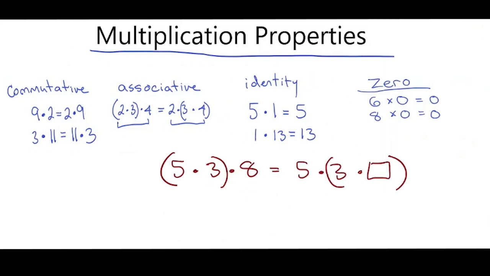So here I have (5 times 3) times 8. And that is equal to 5 times (3 times something). Well, notice I have parentheses on both sides. So I'm going to say that that is the associative property. And remember, the associative property always has the same numbers on either side of the equation. So here I have a 5, a 3, and an 8. So here I should have a 5, a 3, and an 8. So an 8 is what is missing. So this is the associative property, and an 8 was missing. And that's how you use the multiplication properties.